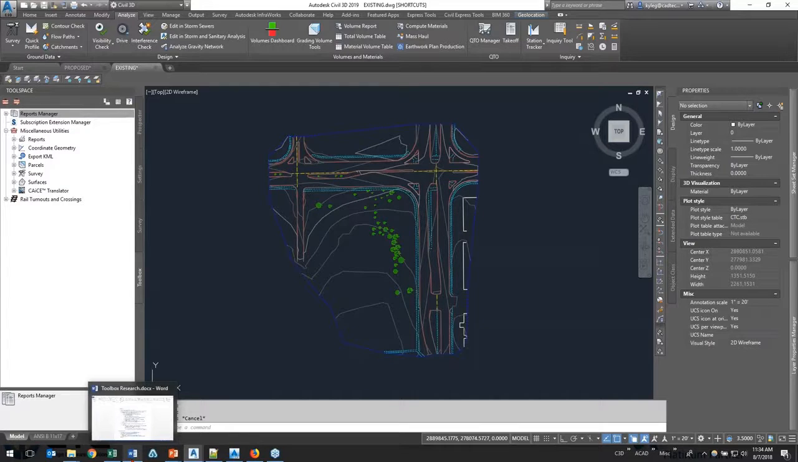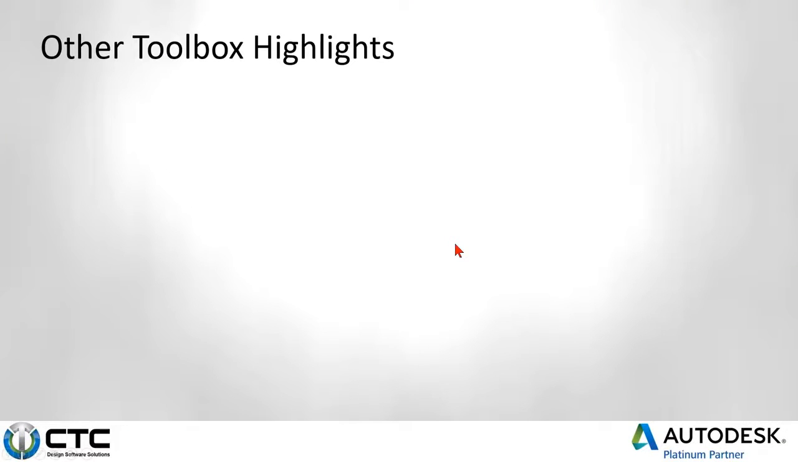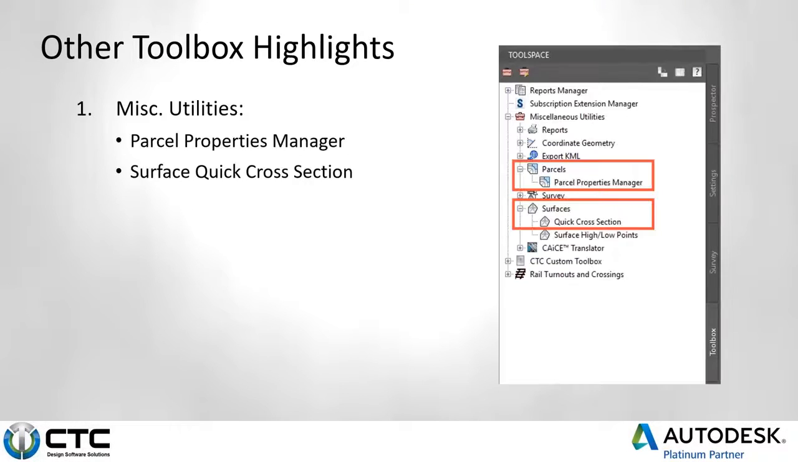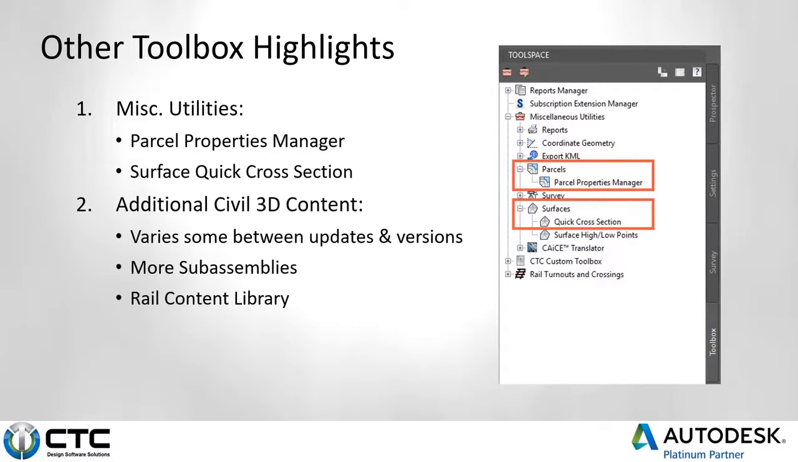Next up, I'm just going to fly through these. I'm not even really going to talk about them inside the software too much, but it is important to note the other things in our toolbox, we've got those miscellaneous utilities. Of note, I think, are the Parcel Properties Manager, which lets us change our parcel object styles, as well as our parcel object labels in bulk. So that's pretty handy. Then we can create a quick cross-section across the surface with that quick cross-section tool. And then we get additional Civil 3D content inside our toolbox. So the rail turnouts and crossings, that's bigger and better in 19 than it was in 18.